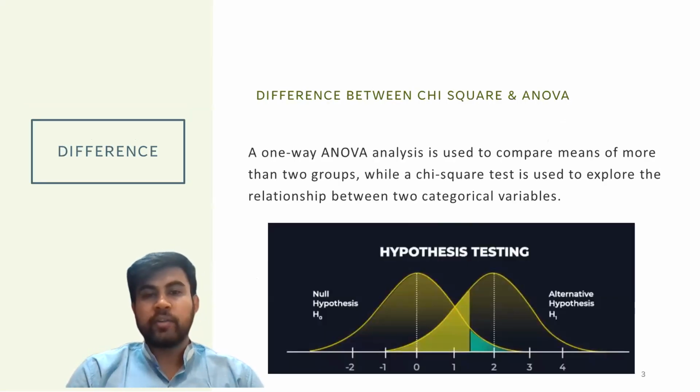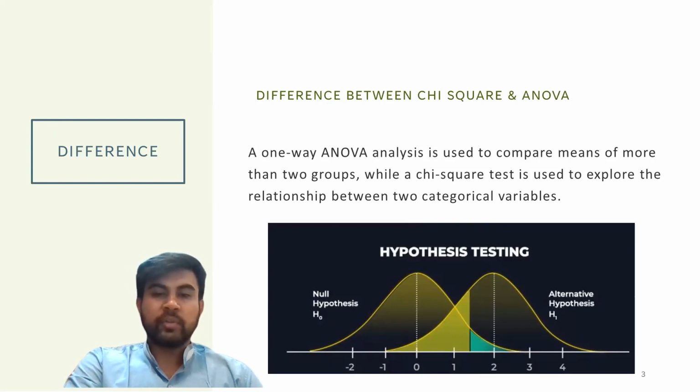Difference between chi-square and ANOVA. A one-way ANOVA analysis is used to compare means of more than two groups, while a chi-square test is used to explore the relationship between two categorical variables. In hypothesis testing, the null hypothesis and alternate hypothesis are shown in this graph.